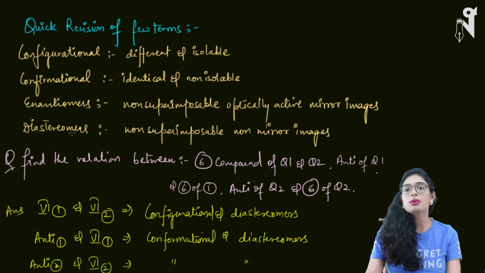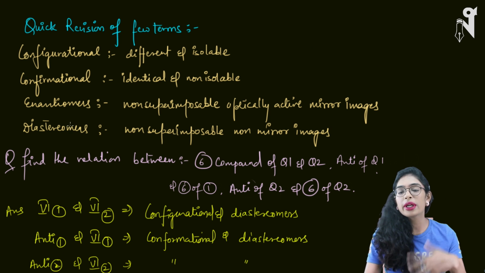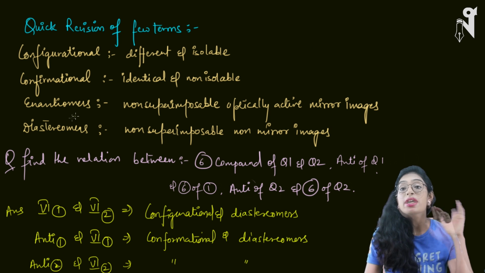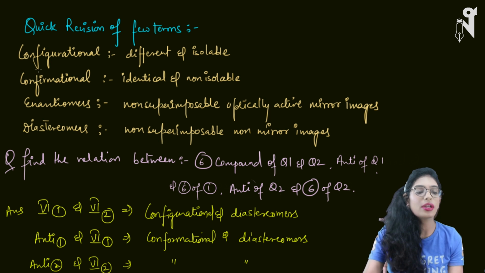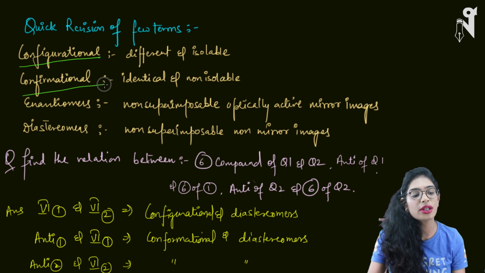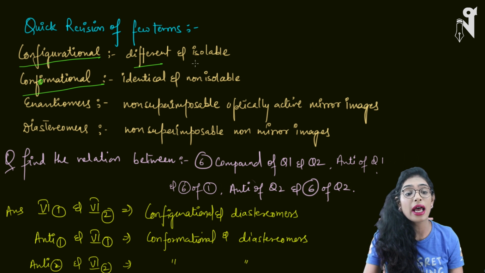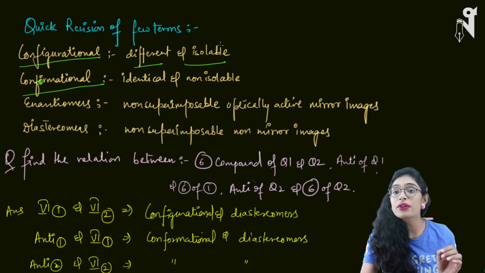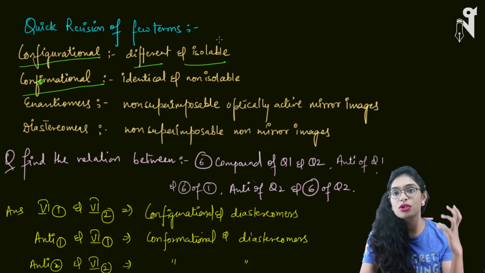So there are a few terms which we'll quickly revise, which we have done earlier, and I'm just giving you a quick brief to make sure that you have not forgotten them, and we will use it in the questions now. So there are 2 types of isomers. One is configurational isomer, another is conformational isomer. I think I have made a small spelling mistake over here. So configurational isomers are the ones which are different and isolable. These are configurational. Basically, their configuration is different.